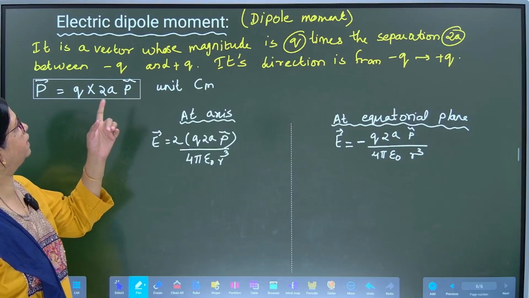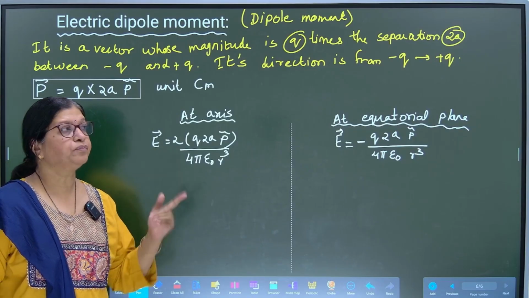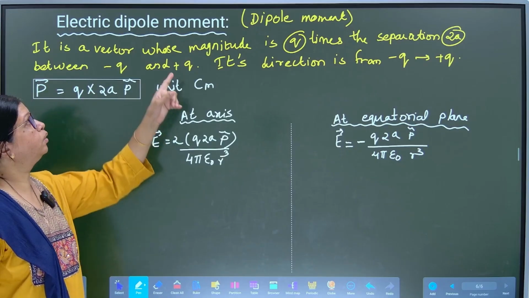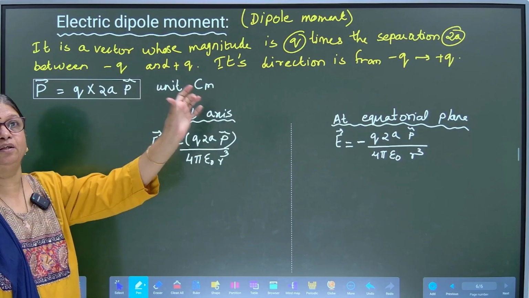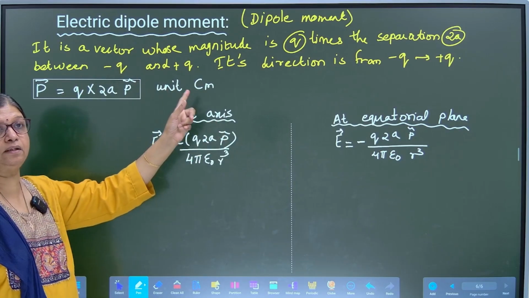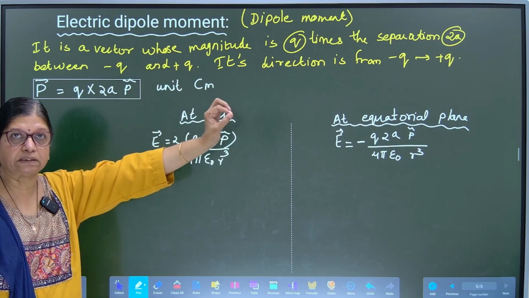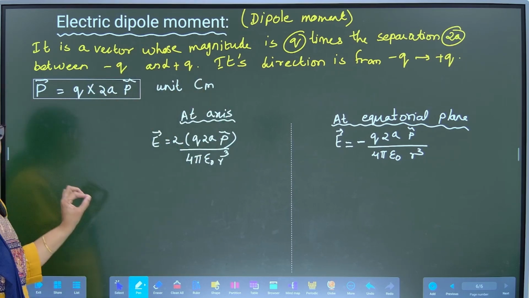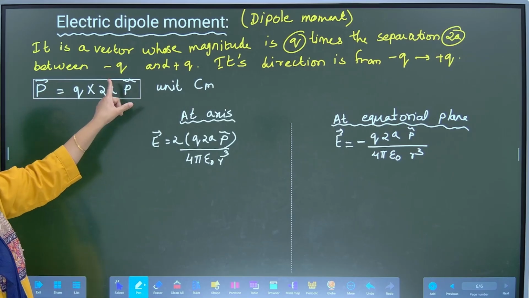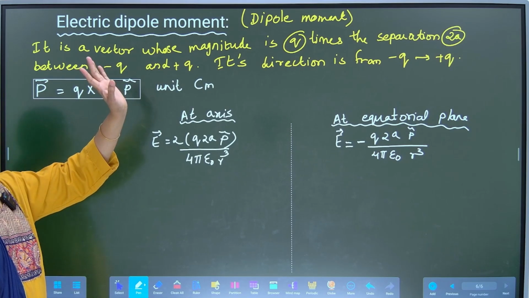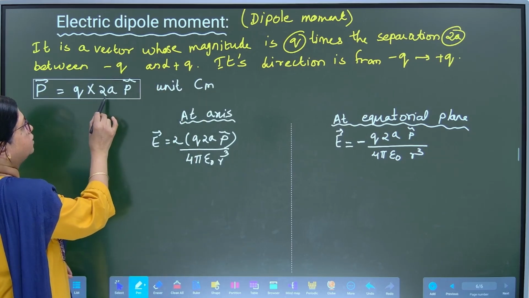So let us define electric dipole moment, or simply dipole moment as said earlier. It is a vector quantity whose magnitude is q times the separation 2A between those two charges plus q and minus q, and its direction is always from negative q to positive q, which is already learnt by us. So let us write it as a vector. P arrow is equal to q into 2a p cap, where p cap denotes the direction minus q to plus q. And its unit, as seen from here, is coulomb meter.